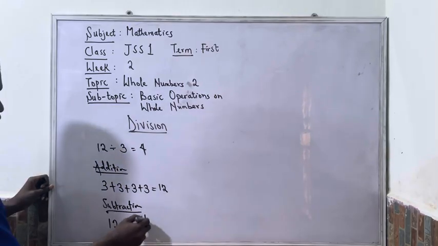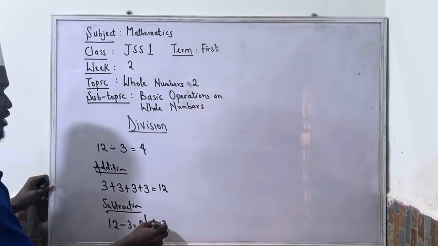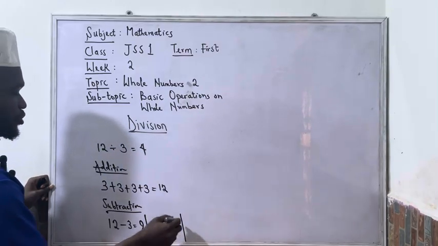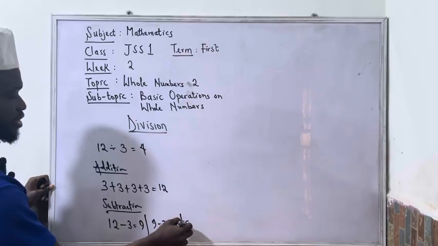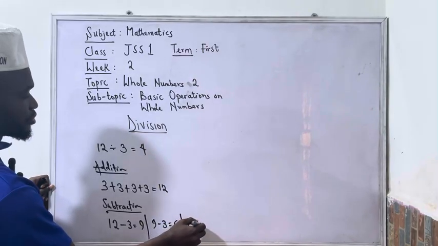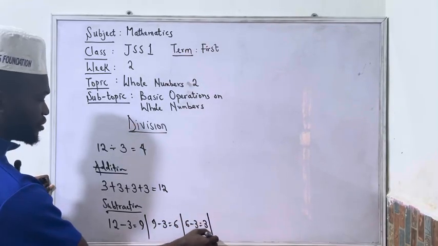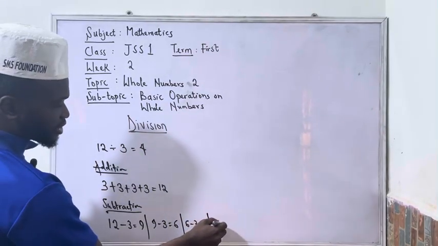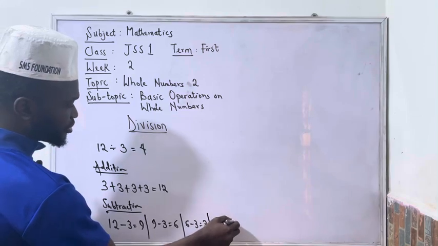So you go again. 9 minus 3 again. That's going to give you what? 6. You go again. Take the result here. 6 minus 3 again. That's going to give me 3. So you go again. The result that I get here, subtract 3 again. 3 minus 3, that will give me 0.